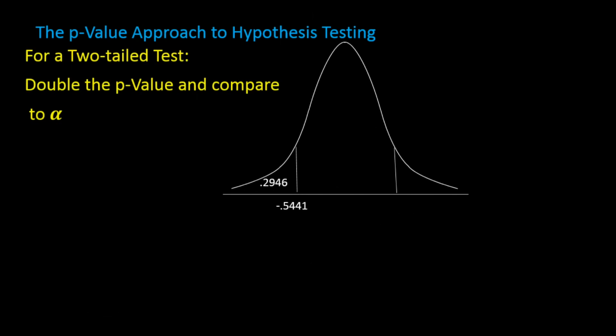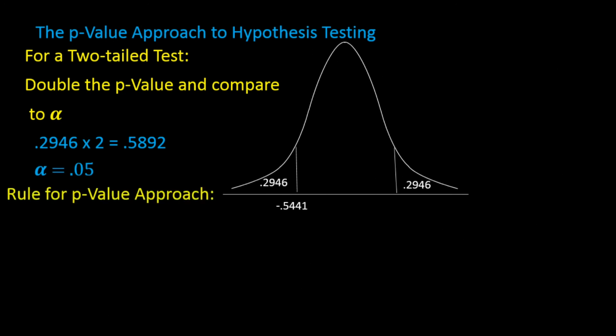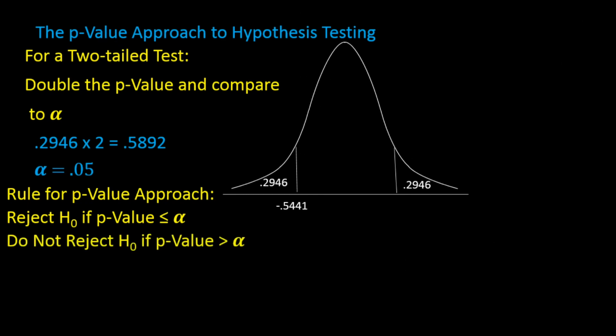Now we double the p-value and compare it with alpha, the level of significance. We double the p-value since we have two tails, and we found 0.2946 in one tail, and since the distribution is symmetrical, then 0.2946 is also in the upper tail, and 0.2946 times 2 is 0.5892. Let's use a level of significance of 0.05, and now the rule is as follows. The rule for a p-value approach is to reject the null if the p-value is less than or equal to alpha. Otherwise, do not reject the null hypothesis.